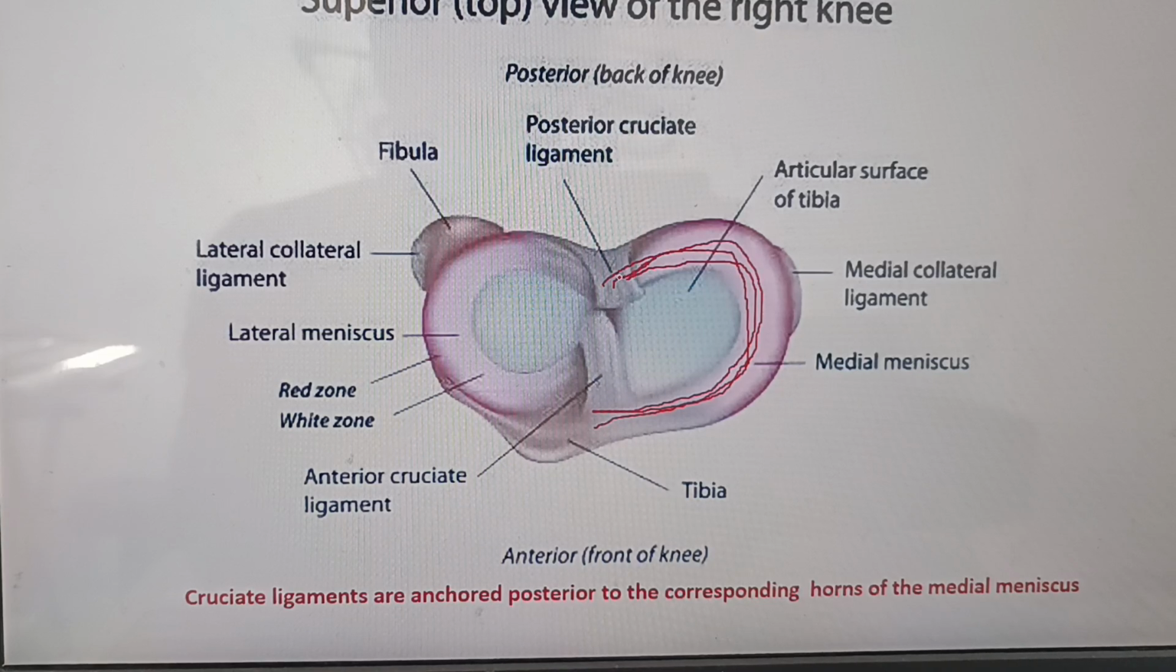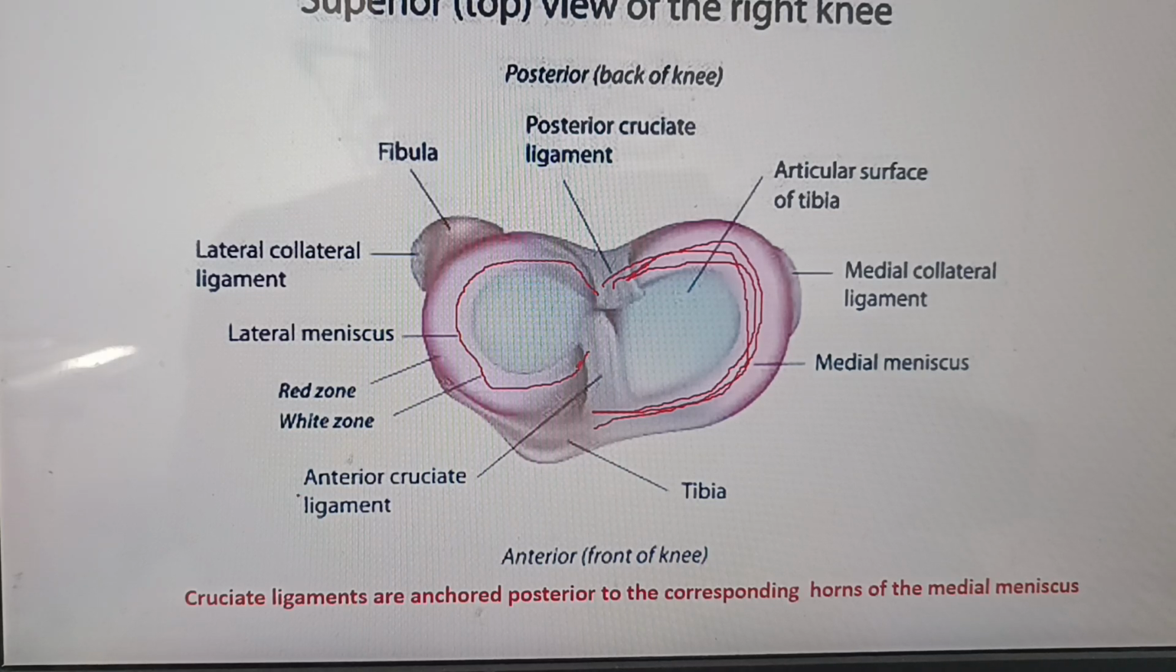Now, once you have drawn the medial meniscus, draw the lateral meniscus as a small circle which is contained inside the opening, the unattached part of the medial meniscus. So that is this. So 1, 2, 3, 4, four structures are ready. After that, you can think about the cruciate ligaments, first the anterior cruciate and the posterior cruciate.